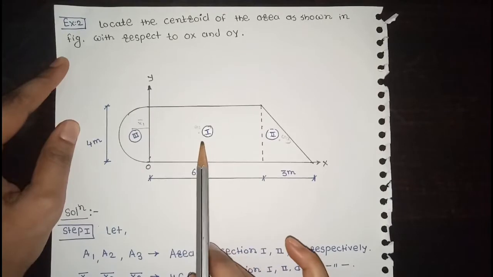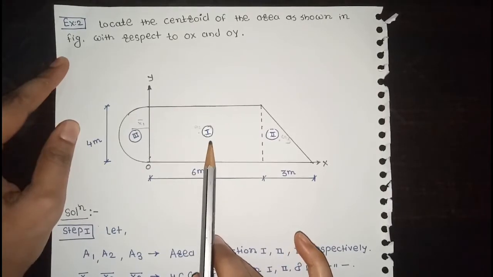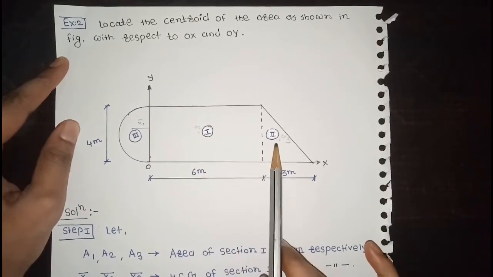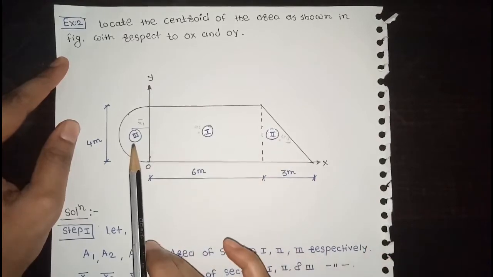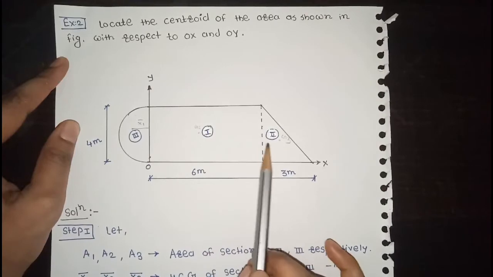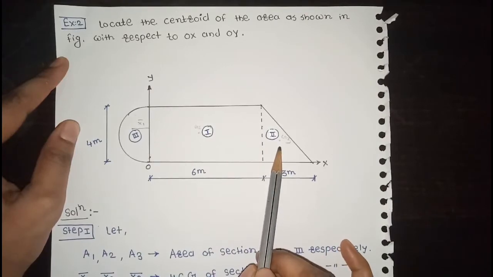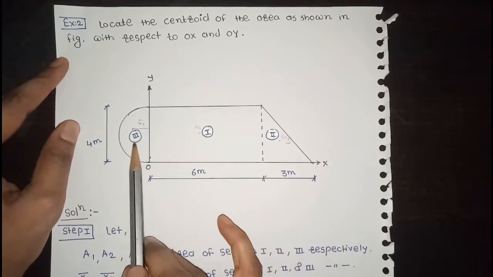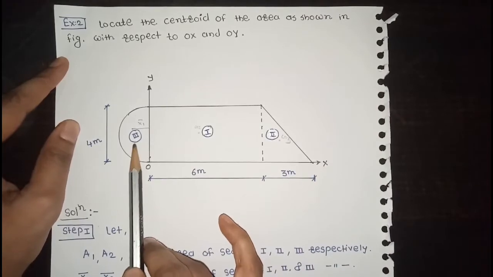This is the section number we consider. This is section 1, this is section number 2, and this is section number 3. First section is the rectangle, second section is the right angle triangle, and third section is the semicircle.